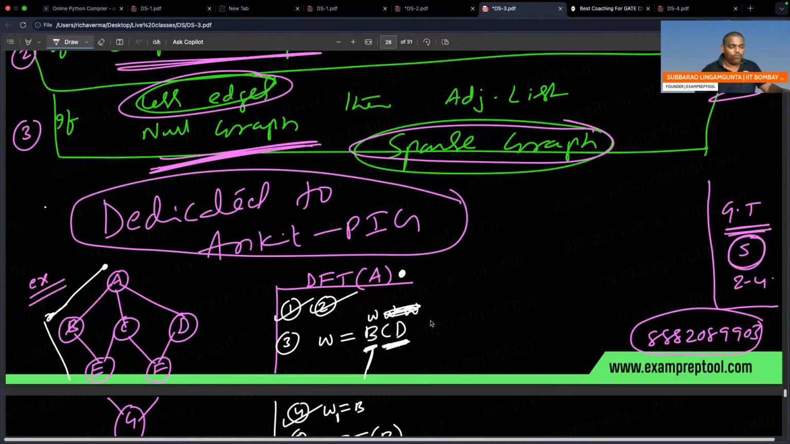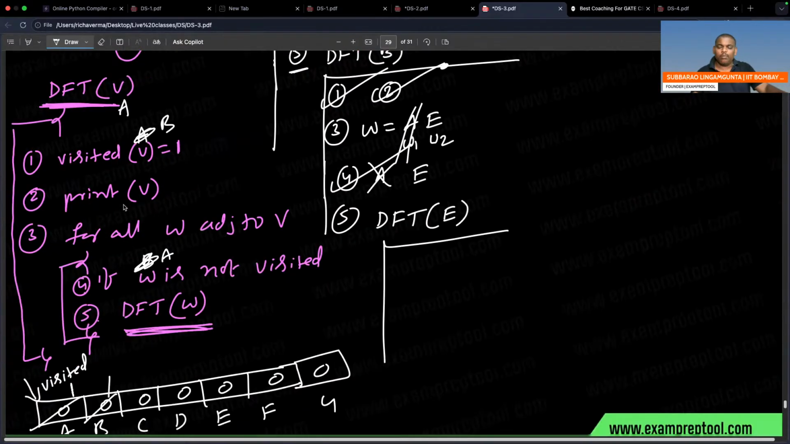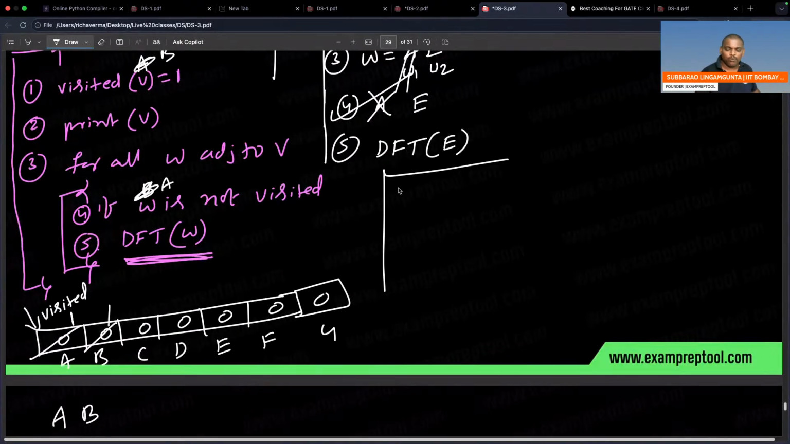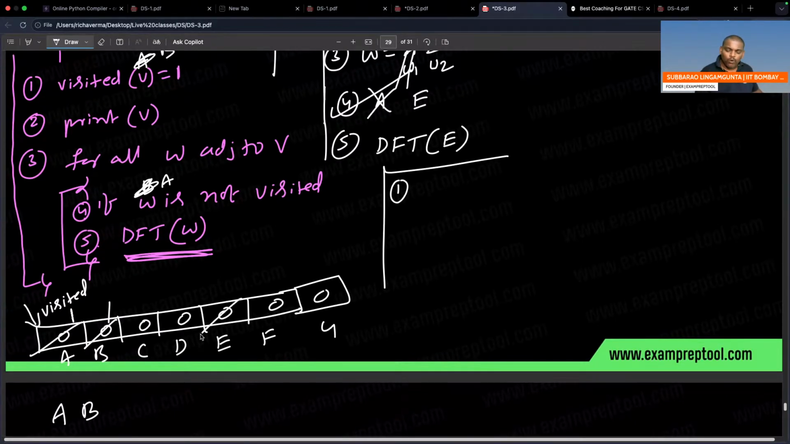So now B again, same story. Whenever I am at B, one person only there, right? 1 person completed, 1 person only there, happily is going. Now I am at E now. Again, see, E adjacent is 3 people. B also, C also, G also. Let me write. E. I am at E now. First step. Visited of E is equal to 1. Okay. Print E also. Okay.